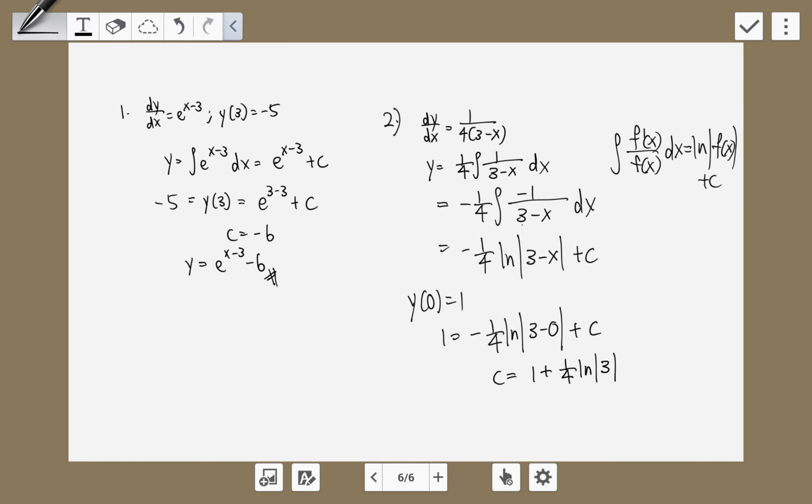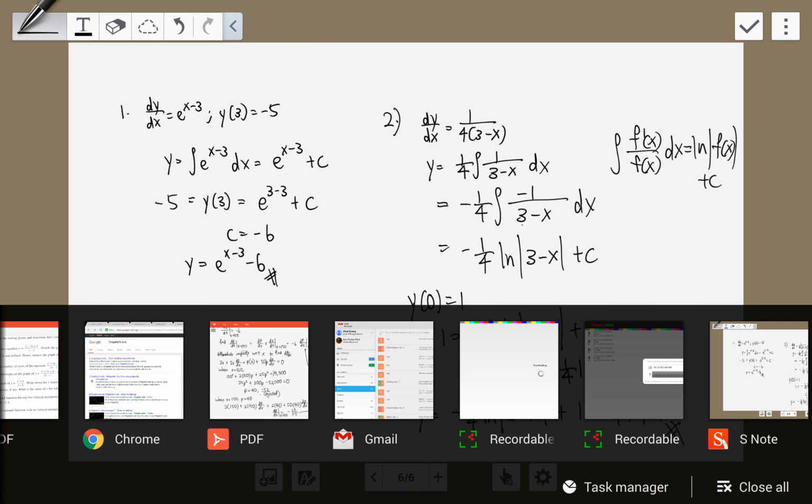Therefore my y, the particular solution, is equal to minus 1 quarter ln(3-x) plus the c, which is 1 plus 1 quarter ln 3. Okay, so this is the particular solution. So that's it for this tutorial.